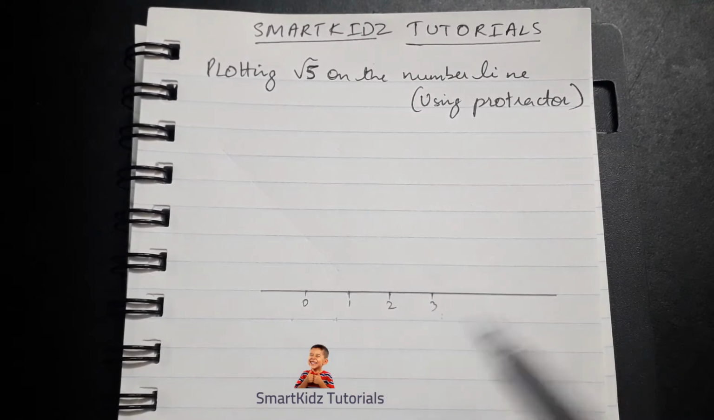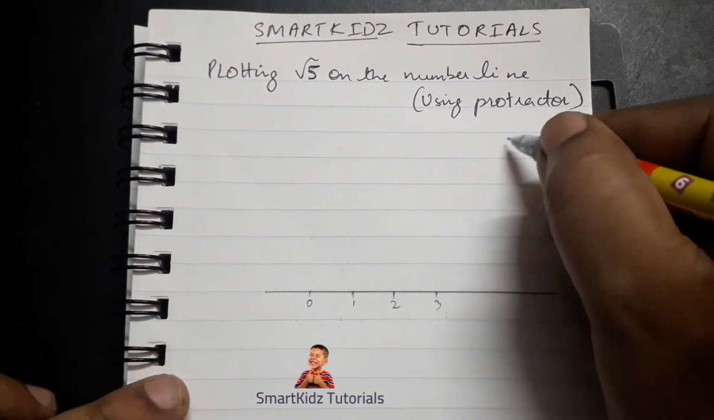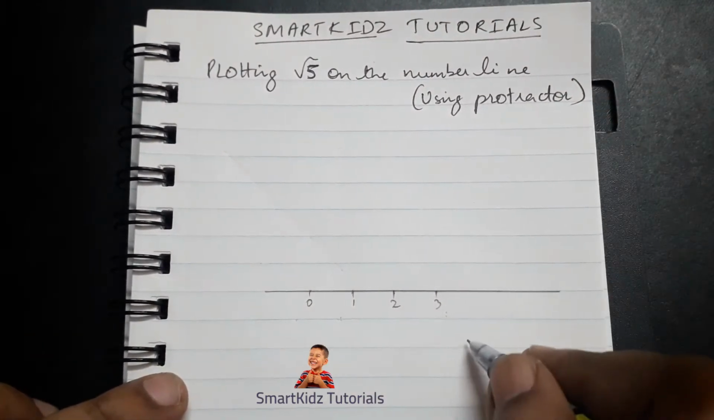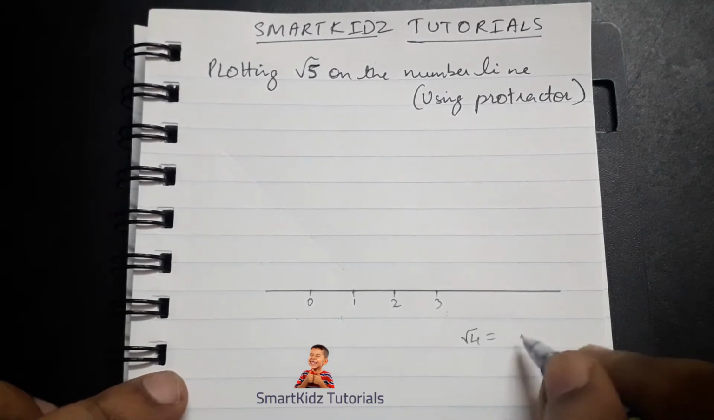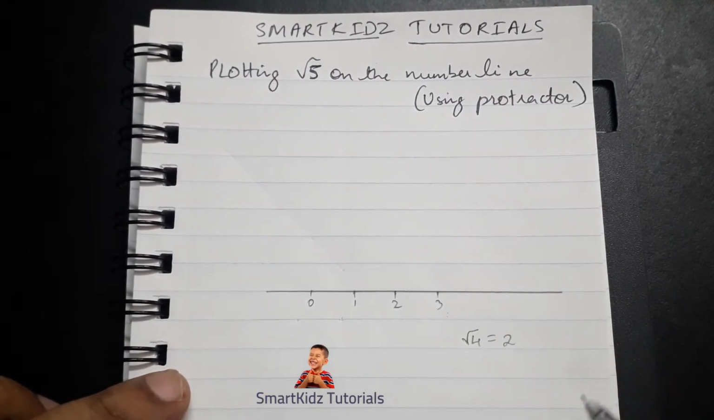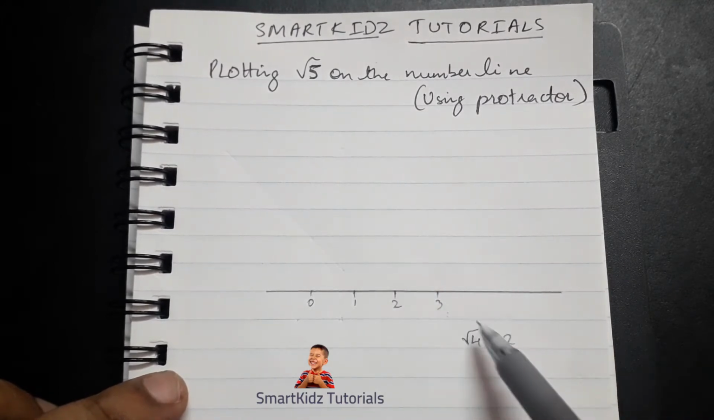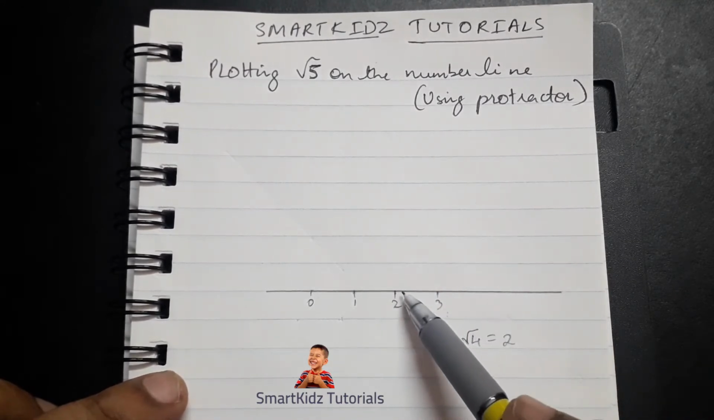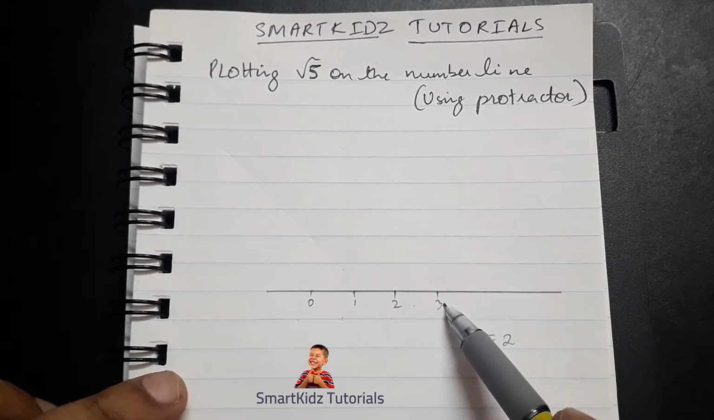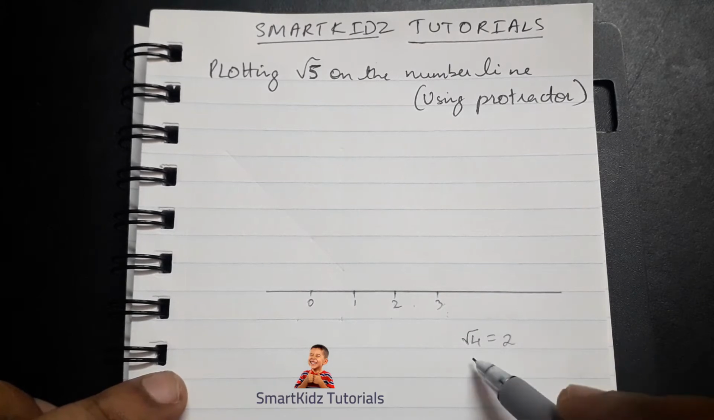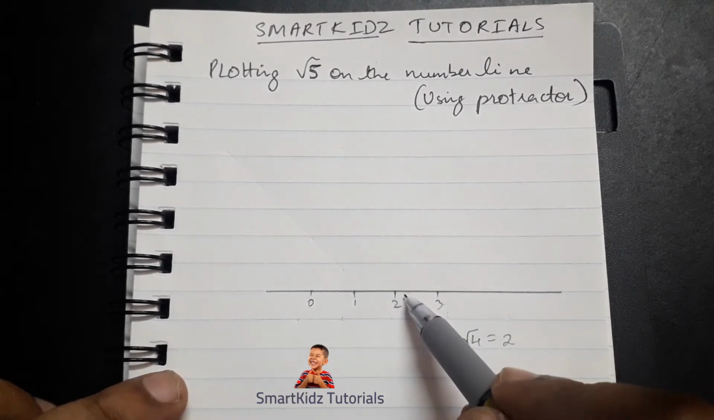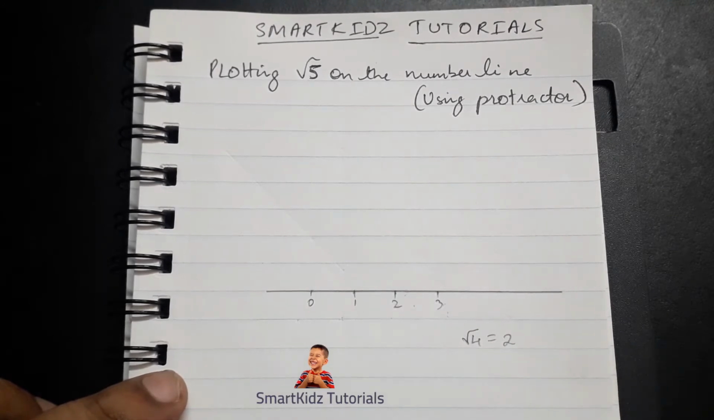Why do we need 3? See, the square root of 4 is equal to 2, we know. Now we are trying to locate root 5. That means root 5 has to come somewhere over here beyond 2, and that is why we need to stretch it to 3. So root 5 will be just beyond 2, so that is what we need to locate.